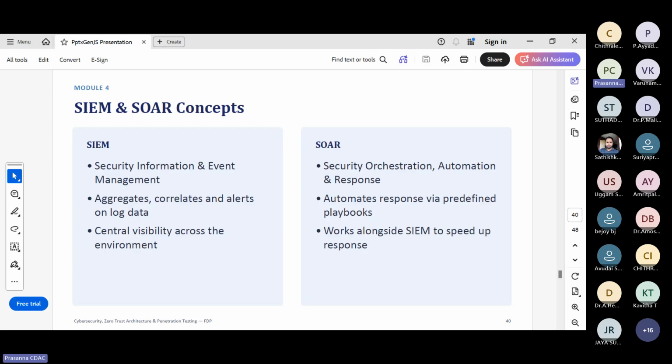So these are the two tools. These two tools are the common name. It is just like a network monitoring solution or something like that, what we call as an Apache. Apache is a general term. In a similar fashion, it is SIEM and SOAR.